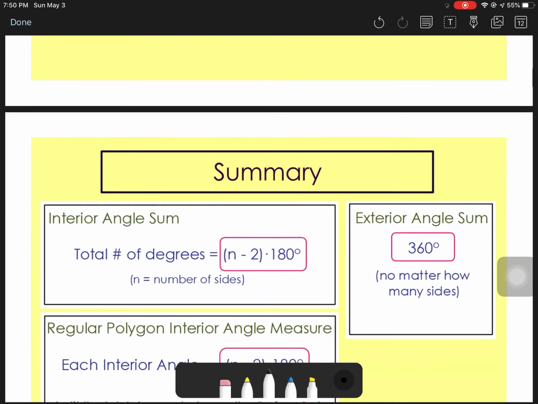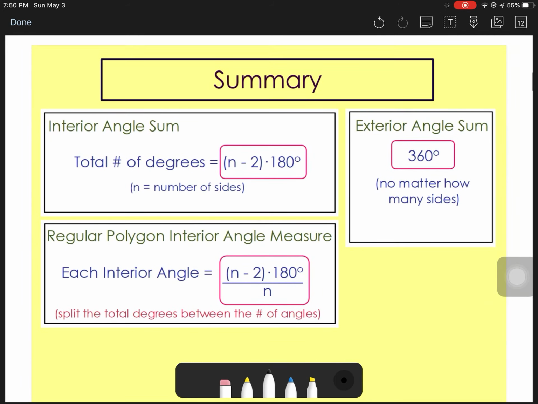So let's keep going here. Here are the big formulas that you're going to need to know. Interior angle sum, total number of degrees equals n minus 2 times 180. Again, I'd like to discover some of this with you. The exterior angle sum is always 360, no matter how many sides, just like what we were talking about.